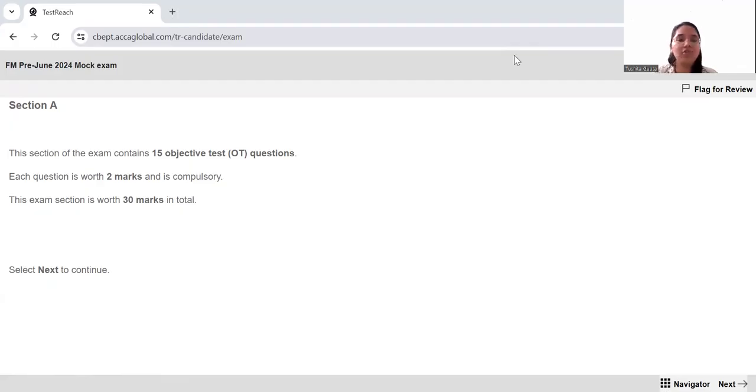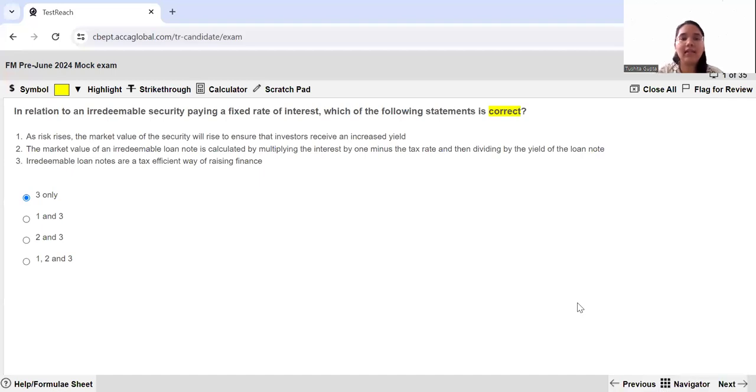You can straight away head to that. So without any further ado, let's get started with the section A. I'm going to solve the entire 15 marks of the 15 objective test questions which are there in section A over here. So the number 1 question, let's read.